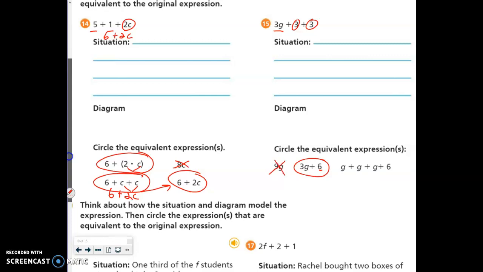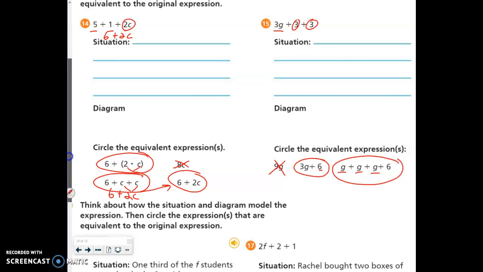And again, this last one, what does 3g stand for? It's a repeated addition problem of 3g's, 1, 2, and 3g's, with the 6 separate. So this one would also work. Okay, so we're simply looking for what can I combine, or what can I break apart, and that's some of our addition and multiplication ideas, all right, as we go forward there.